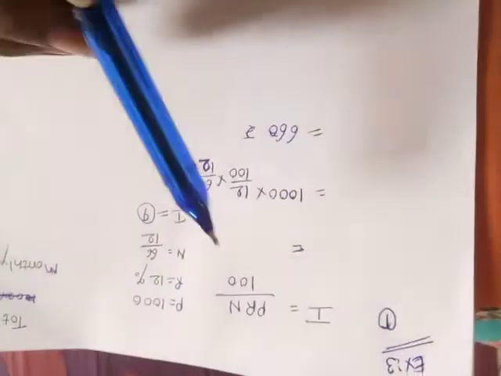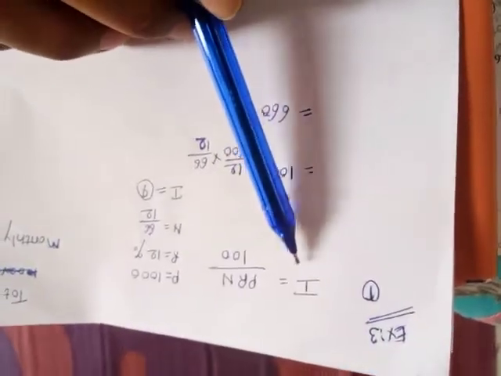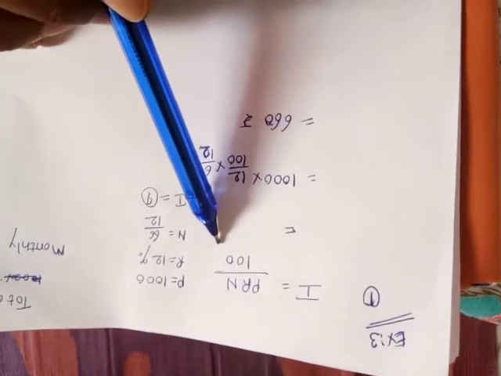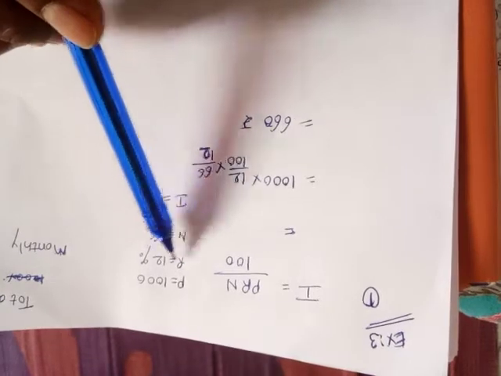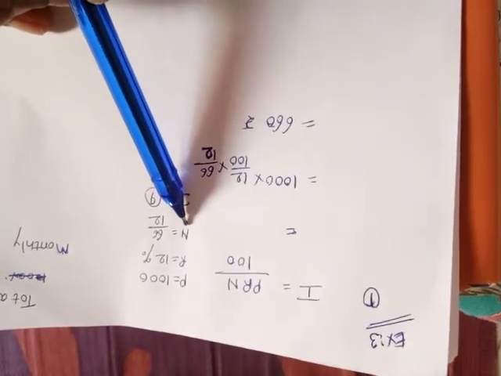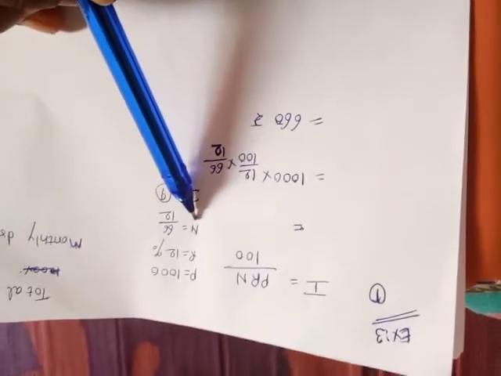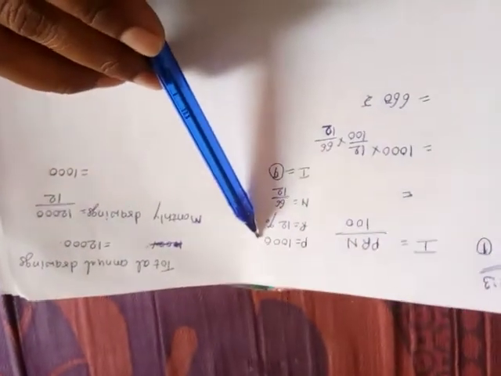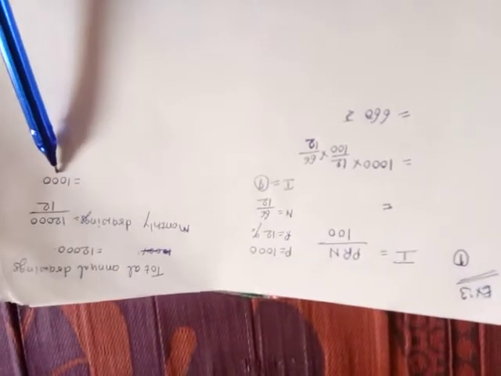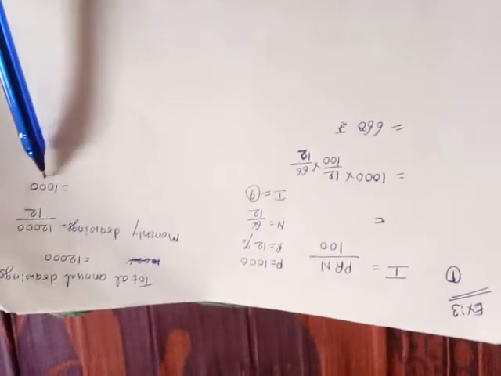Now we calculate interest on drawings. For that we apply one formula. I is equal to PRN upon 100. P means principal amount, R means rate of interest, N means number of years or number of months. Here P means principal amount. We have to calculate interest on monthly drawings, that is on 1,000.